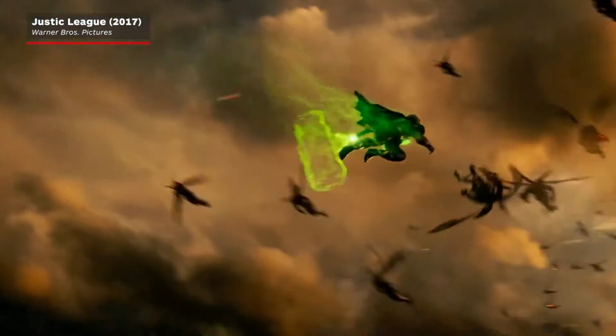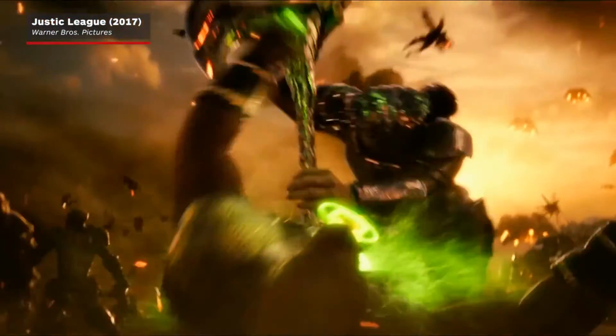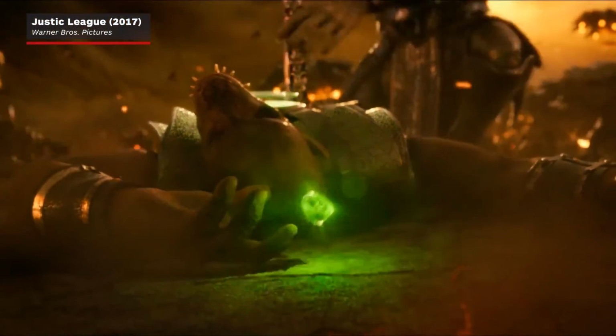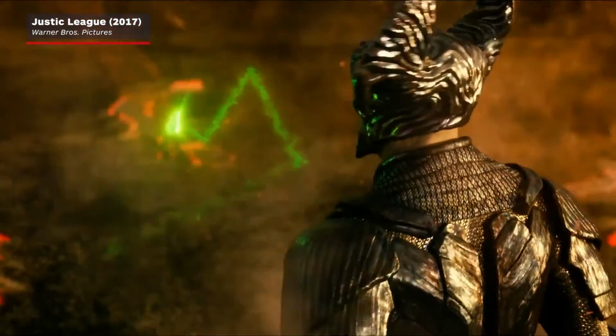When the ring finally comes off the finger and floats up into the sky in the theatrical version, it just sort of flies over Steppenwolf's shoulder and he glances at it and sort of forgets about it.